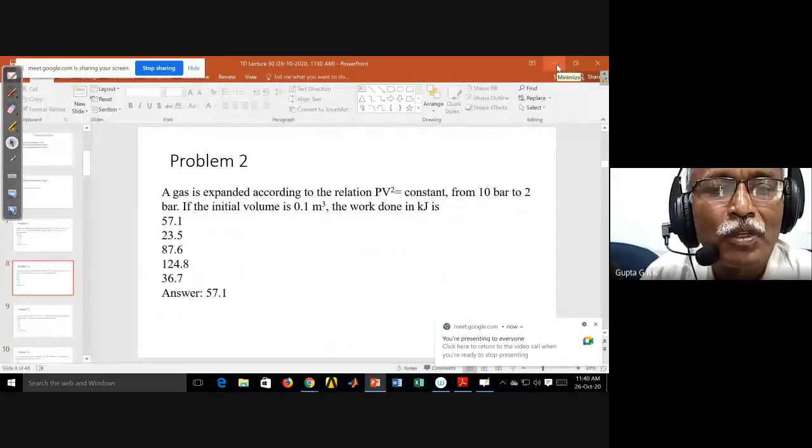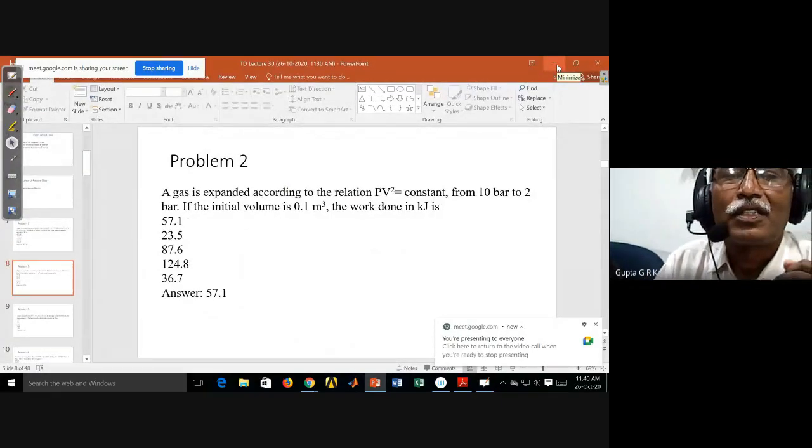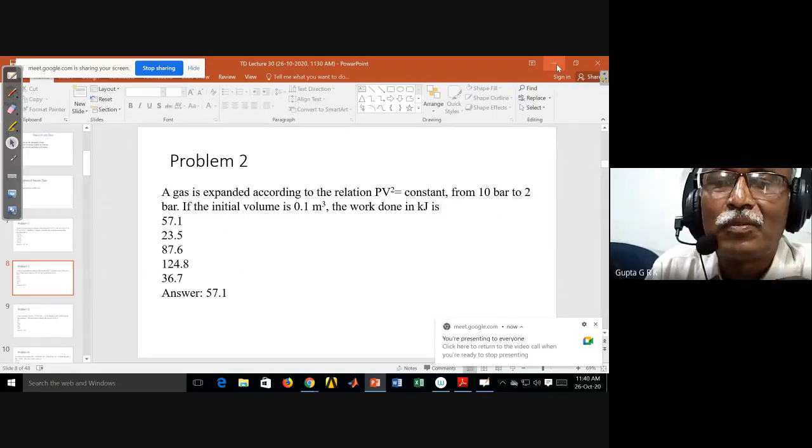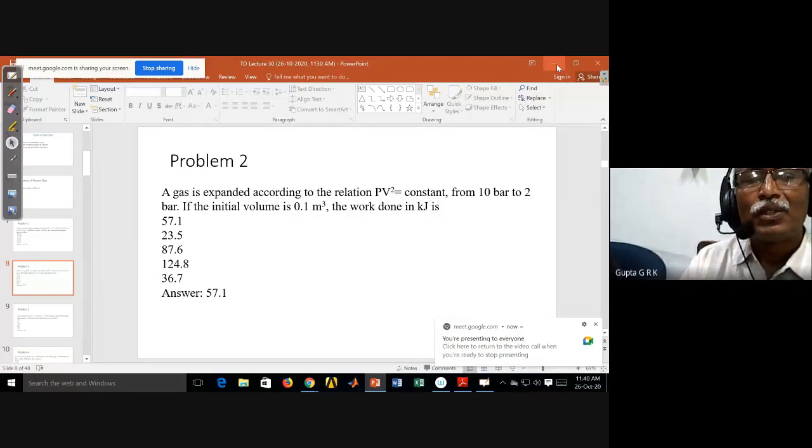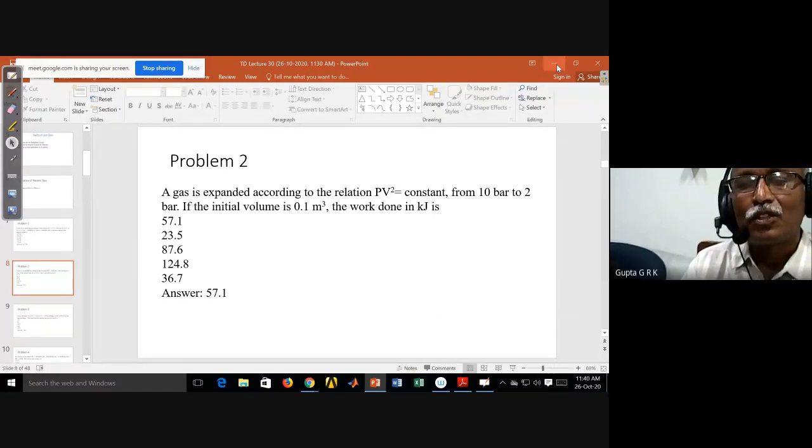Okay, then going to problem 2. A gas is expanded according to the relation PV square equal to constant from 10 bar to 2 bar. If initial volume is 0.1 meter cube, find the work done in kilojoules. Here also you have to integrate it. Integral PdV, P is equal to constant by V square. So you have to substitute that. Constant we have to find out. So P1 V1 square equal to constant. That is there you have to substitute. 10 bar you have to put in kilopascals, into the 0.1 square. So you will get the constant.